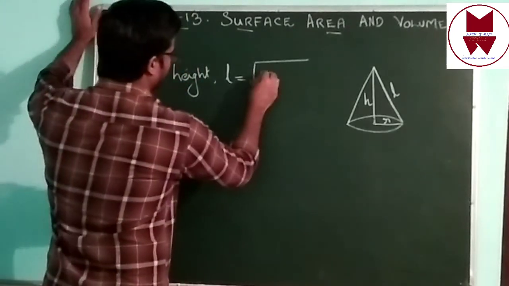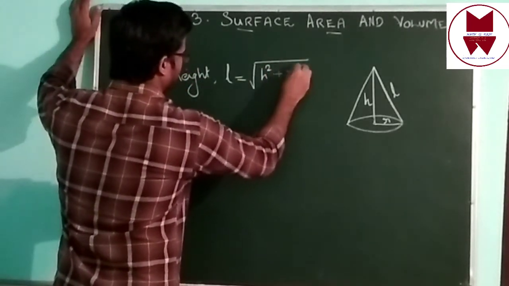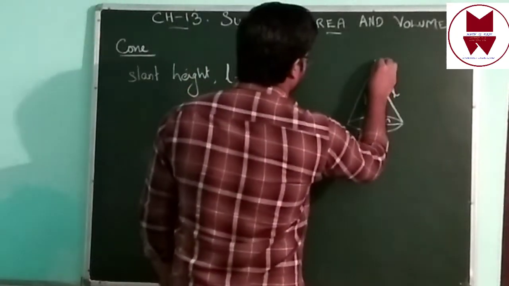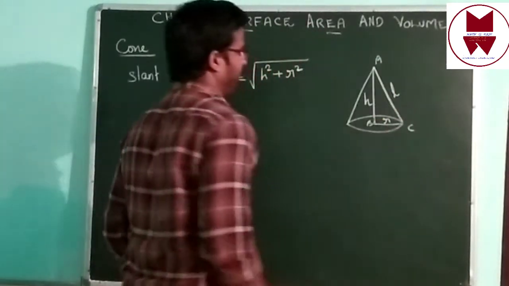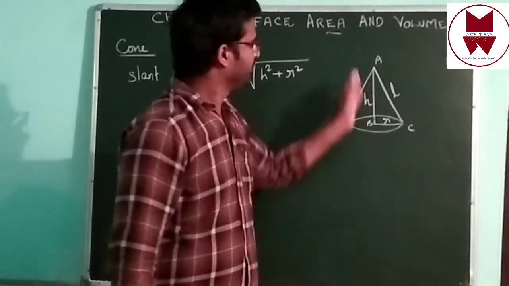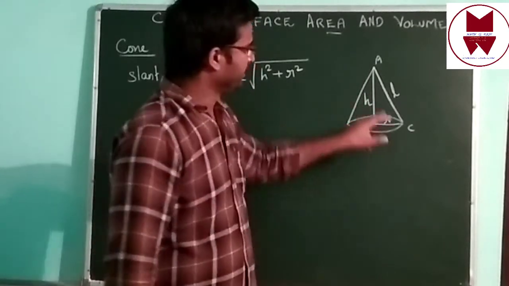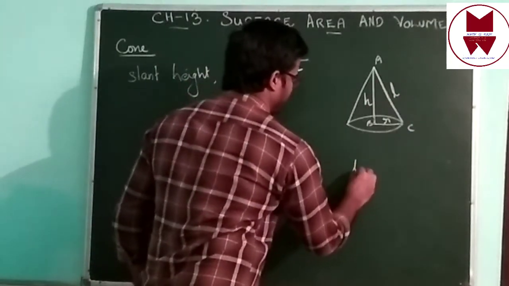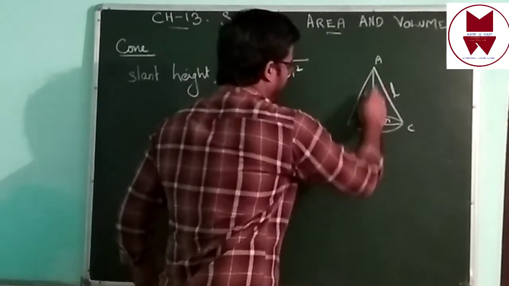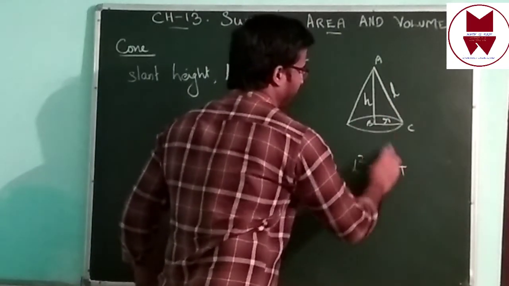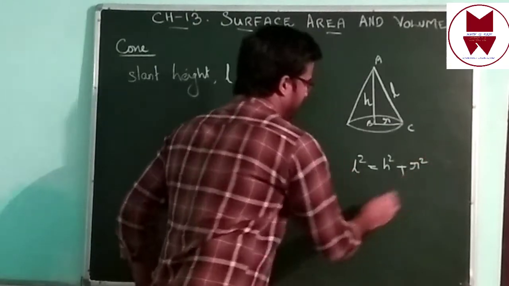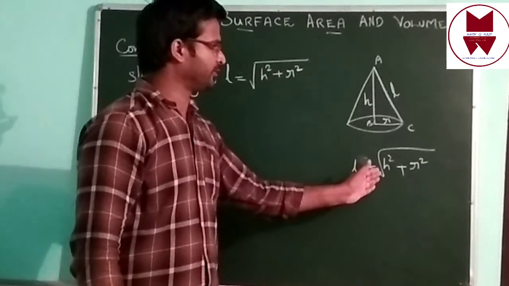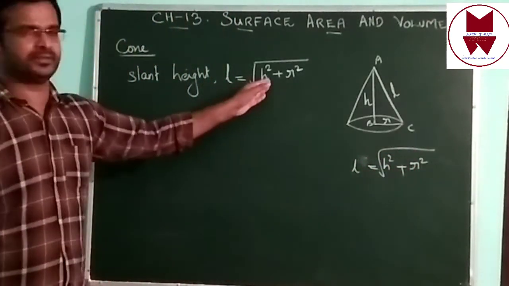Square root of h square plus r square. That is the formula for slant height. Very easy. If you give names A, B, C, ABC is a right angle triangle, isn't it? Then if we use the Pythagoras theorem here, what is the hypotenuse? Hypotenuse square, that is l square. Then height square plus, then what is base? Base means r square. This square, bring to the right side, that will be square root. That time we can write l equal to square root of h square plus r square. That is our slant height.